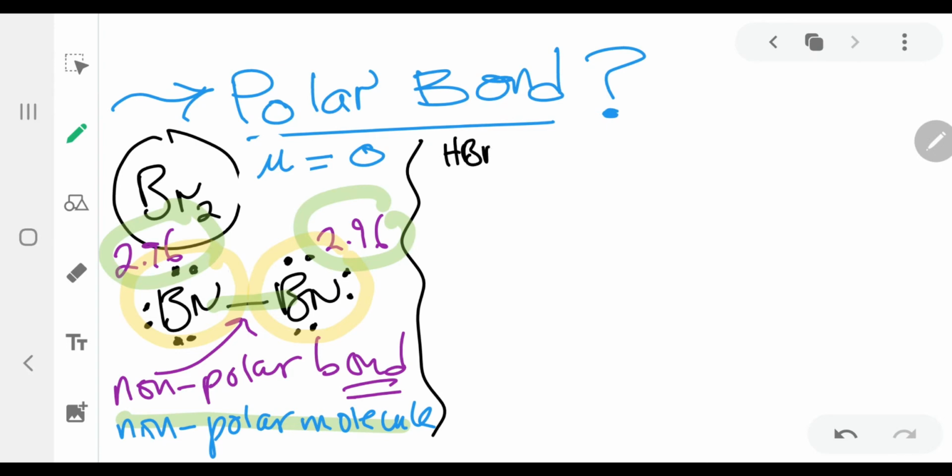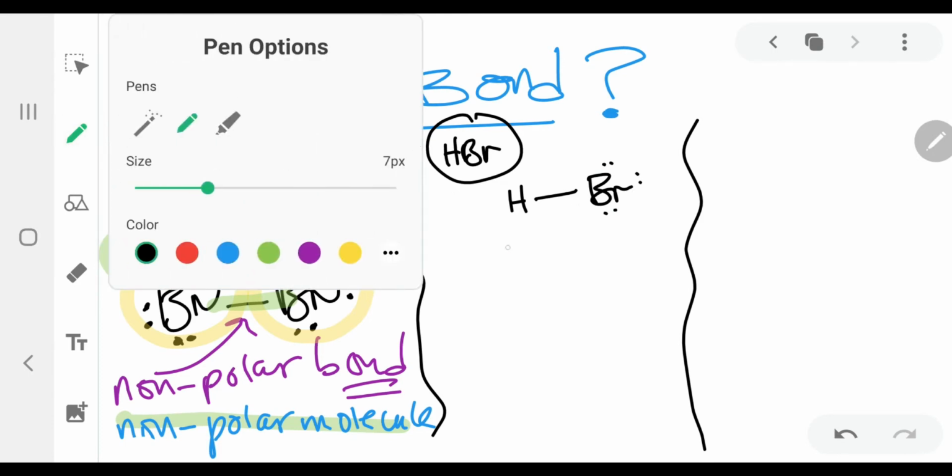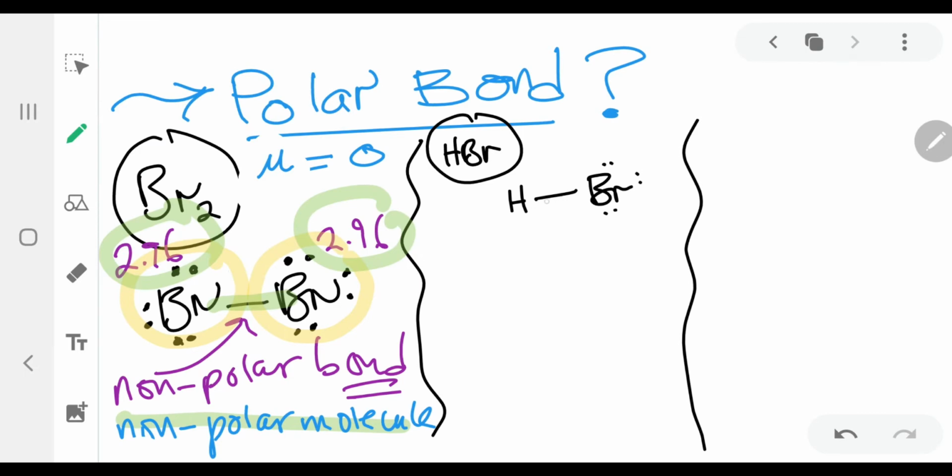So if we have this molecule, the Lewis structure would look like this. H connected to a bromine atom through a single bond right over here. If we want to identify whether that bond is going to be a non-polar bond, we have to look at the electronegativity, but even without looking at your periodic table, you should be able to identify that this bromine over here will be more electronegative because it is situated in group 17, and then this H atom over here will be less electronegative because it is situated in group 1.